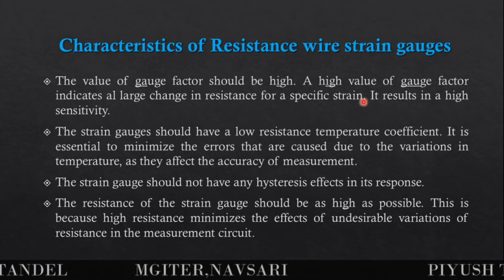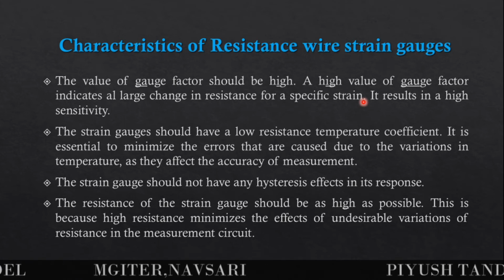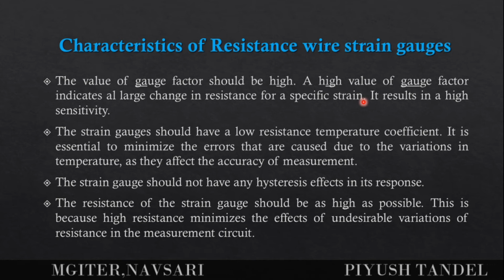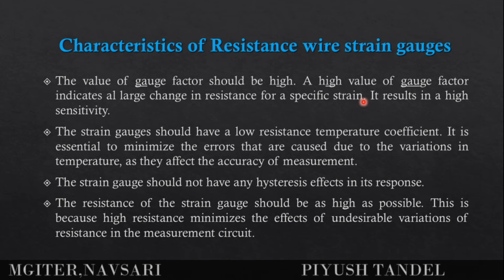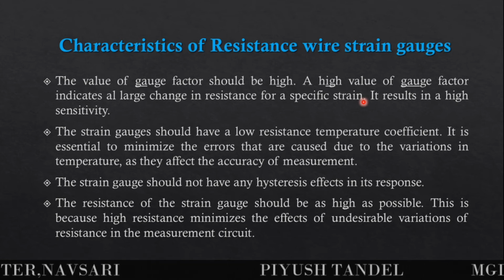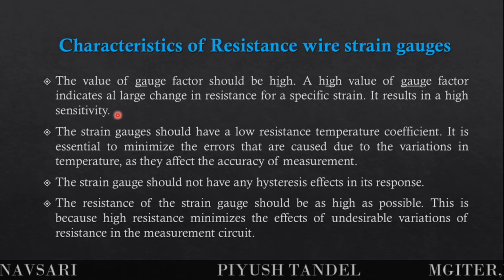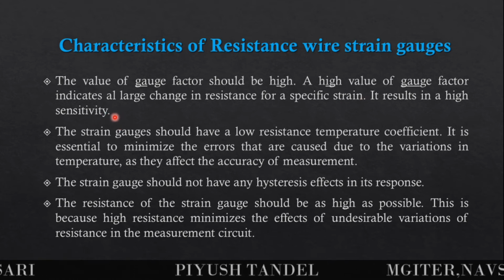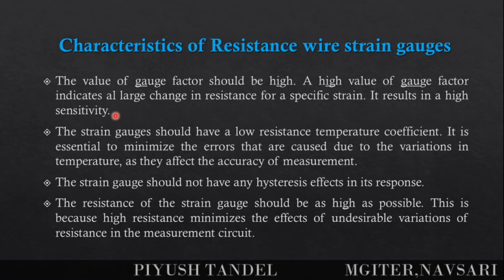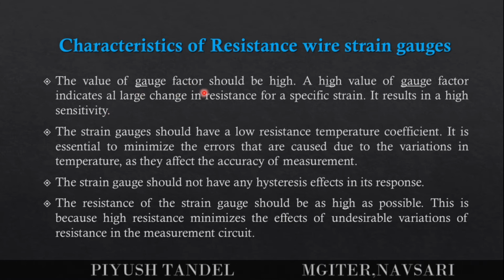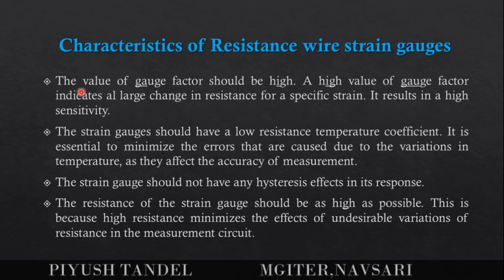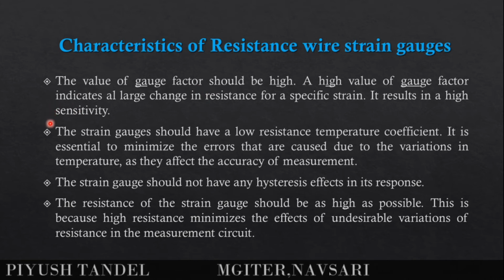what is gauge factor? Our gauge factor is delta R by R divided by delta L by L. So if the change in the length of the gauge is very small, but the resistance change due to that small change in length is large, at that time we can call our gauge factor very high, right? So we need our gauge factor to be very high.